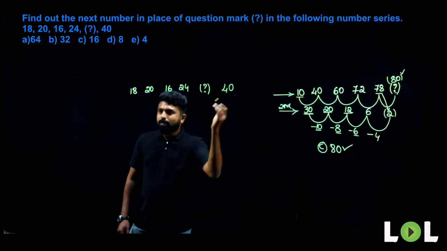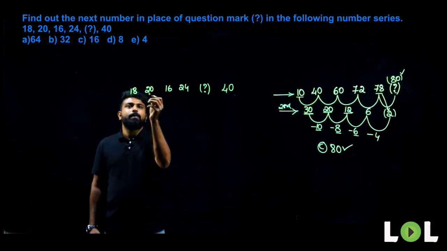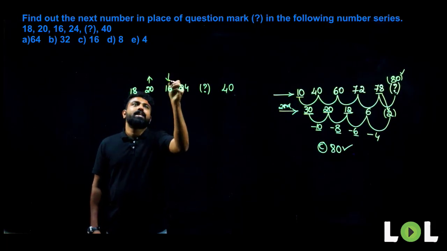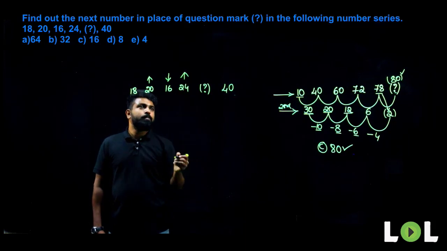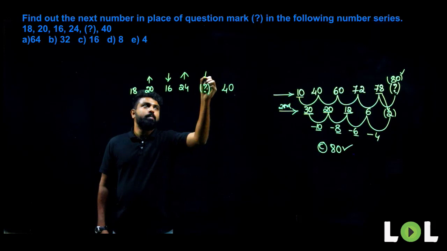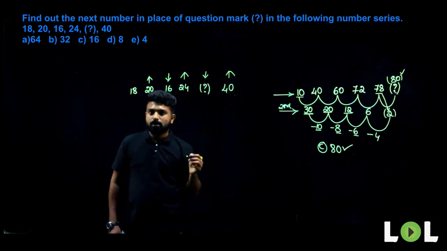Check my first term and the last term. The difference is not very big. Are they increasing or decreasing? When I compare 80 and 20, there is an increment. When I compare 20 and 16, there is a decrement. Once again, when I compare 16 and 24, there is an increment. So it means it is alternating increment and decrement, meaning this should be decreasing and then there should be an increment here. So let me start solving.